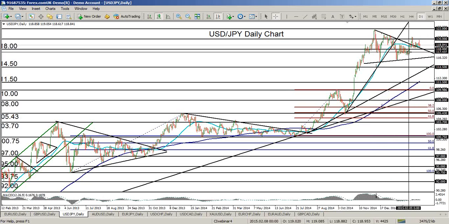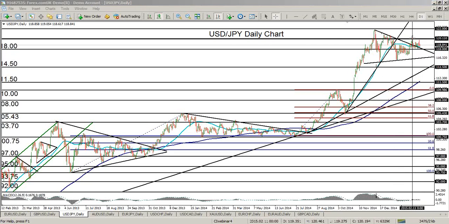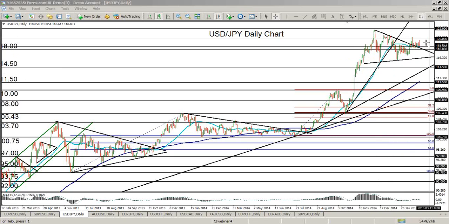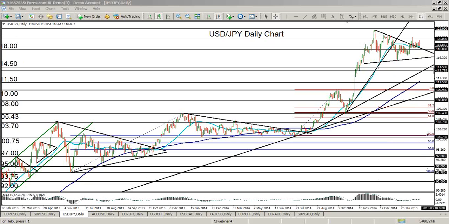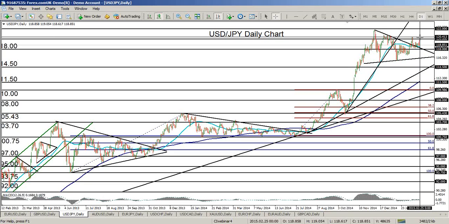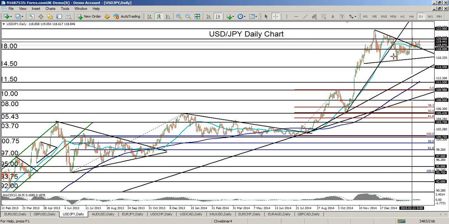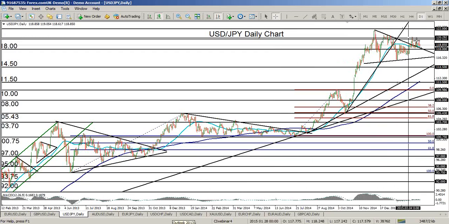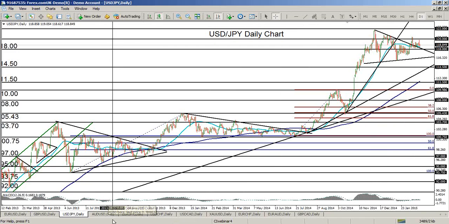I had this triangle pattern here. It broke to the upside. It hit my target up here at 120. I'm looking for 122, but all it does is consolidate. We've got this triangle pattern, it broke to the upside, hit 120, and we're still in a consolidation. So I'm looking for further upside once and if the dollar continues to strengthen as it has, and as it has halted in the past couple days and weeks.